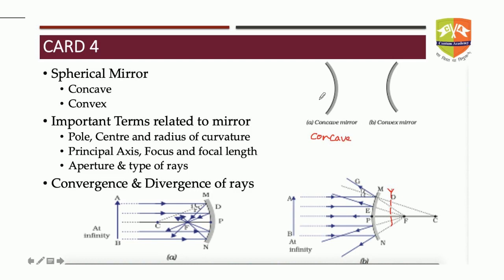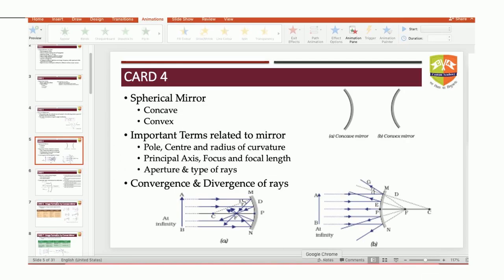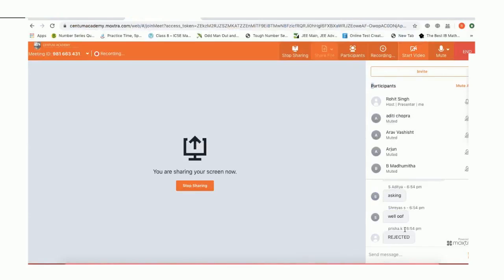So what is the angle of incidence? If I define it, the angle of incidence is nothing but the angle between the incident ray and the normal to the reflecting surface at the point of incidence. This is it. So this is the angle of incidence. This is denoted by the small letter i.